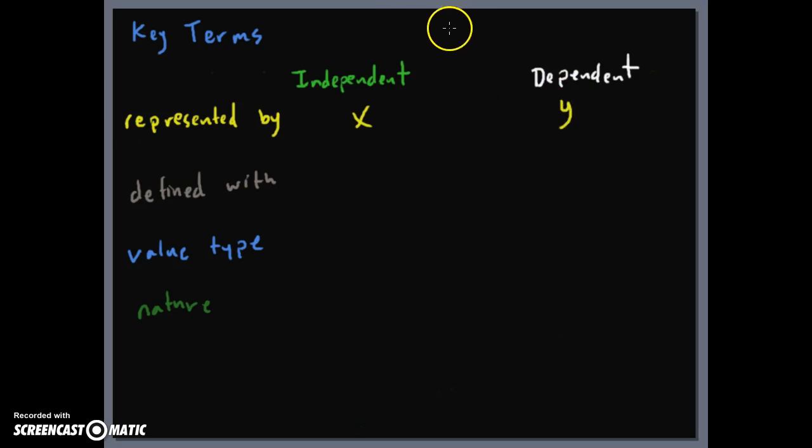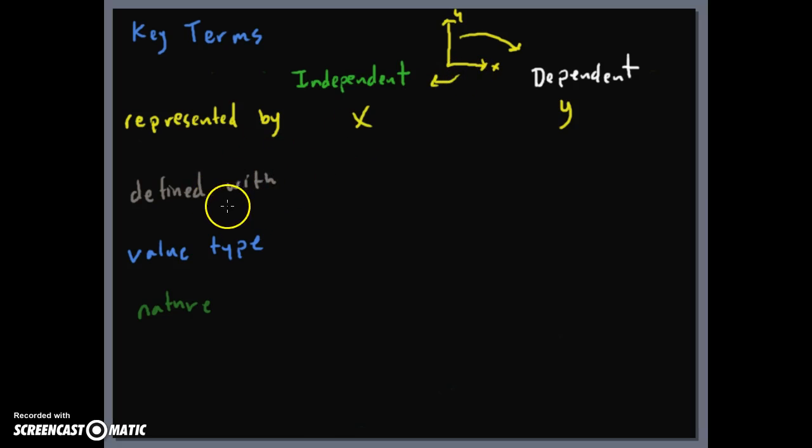So on a coordinate plane, if you see two things that are being measured, the thing that's being measured on x is the independent variable, and the thing that's being measured on y is the dependent variable. Oftentimes you'll see time for x, and you'll see something like distance or height for y, because those quantities are based on the time.